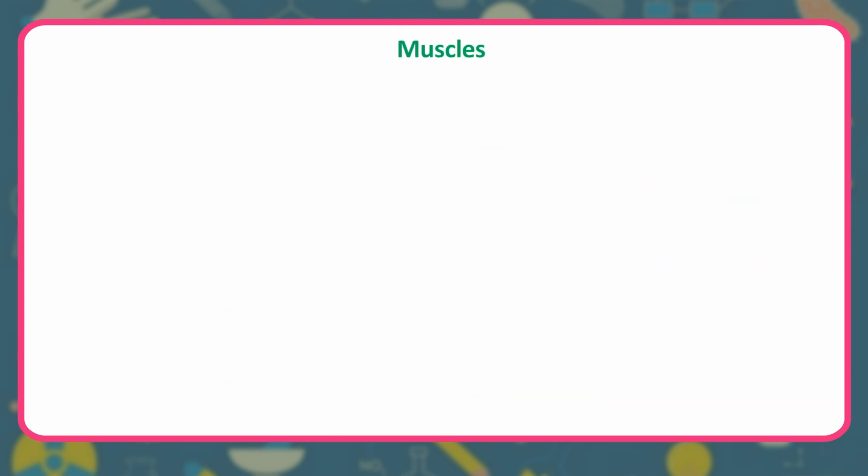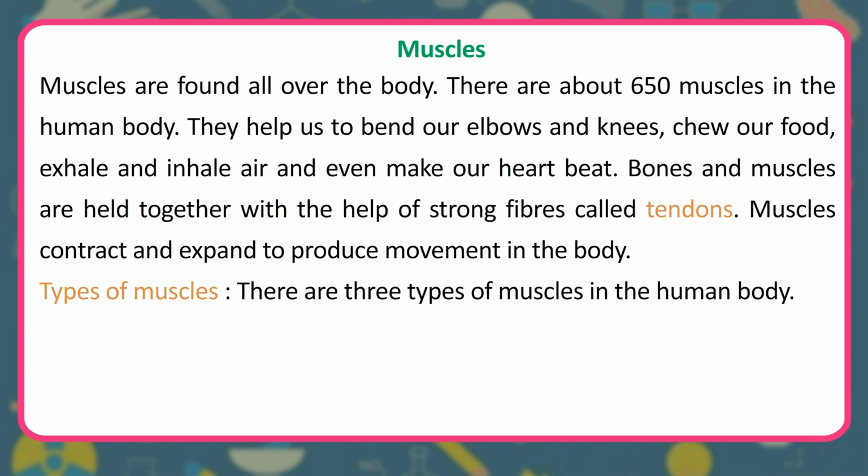Muscles. Muscles are found all over the body. There are about 650 muscles in the human body. They help us to bend our elbows and knees, chew our food, exhale and inhale air, and even make our heart beat. Bones and muscles are held together with the help of strong fibers called tendons. Muscles contract and expand to produce movement in the body.